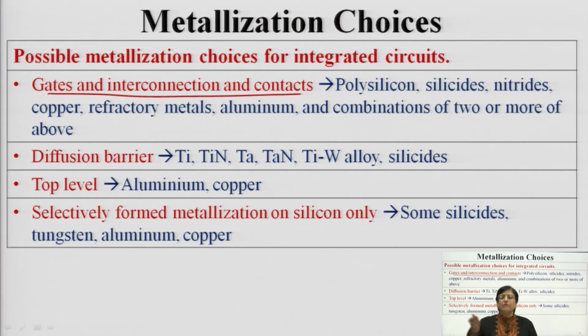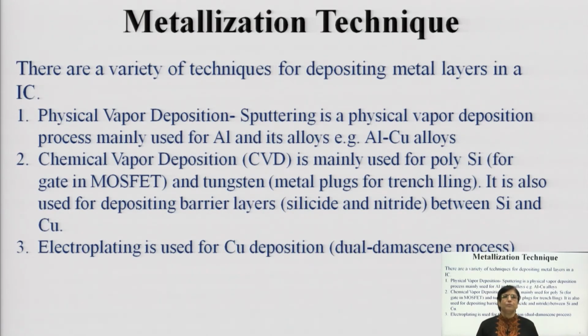For the topmost interconnect layer, you go for aluminum or copper. You need to selectively form the materials, and for silicon only, some silicides, tungsten, aluminum and copper. These are the popular materials which are being used.